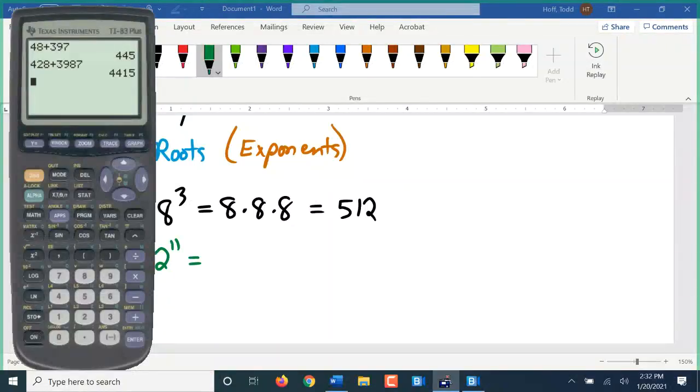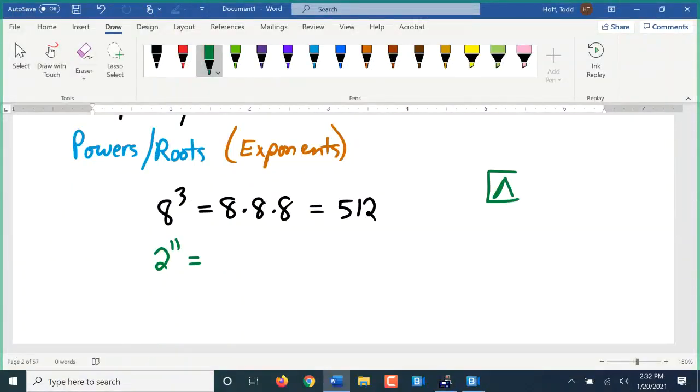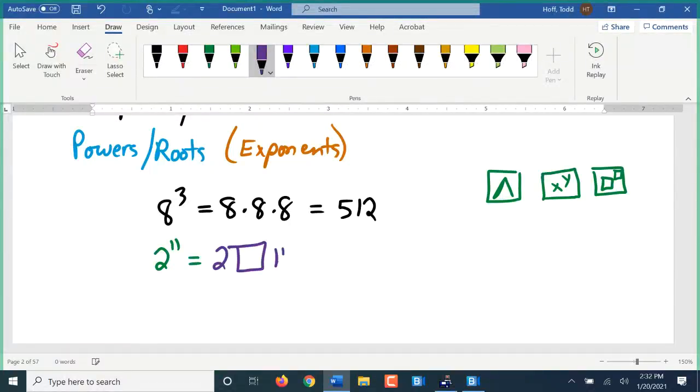Calculators have one of a couple of buttons. Mine has this one right here called the caret key. Most of the newer calculators and most of the graphing calculators have that. You might have a button that looks like this, x to the power of y, or y to the x, one of the two. Or some calculators just have boxes instead of the x and y like that. All of those buttons work exactly the same way. You would type 2, press the button, and then type in the 11. Should give you 2048, correct?